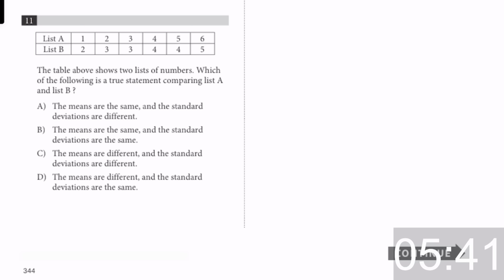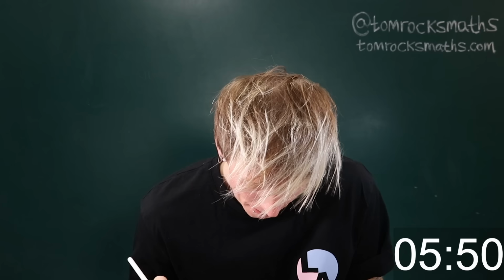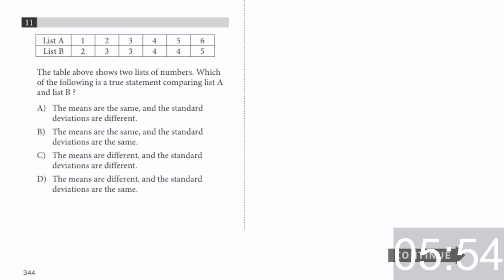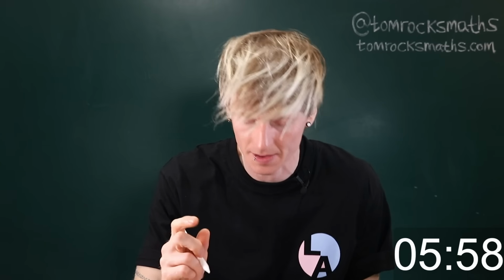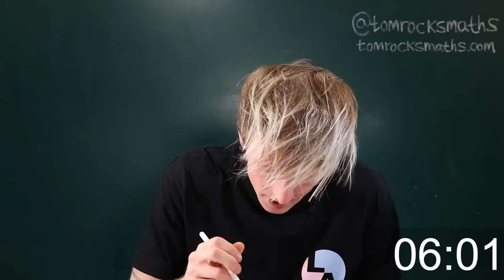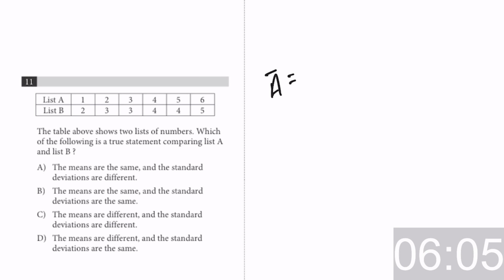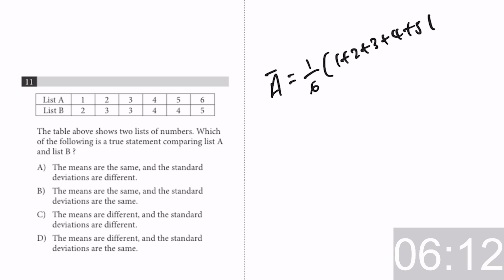Right, so 11. The table above shows 2 lists of numbers. Which of the following is a true statement comparing list A and list B? Okay. The means are the same, standard deviations are different. Oh, interesting. The means are different, the means are different. Okay, so I need to work out the mean and see if I can get anything interesting about the mean. So the mean, let's call it a bar, is going to be 1/6 times 1 plus 2 plus 3 plus 4 plus 5 plus 6.